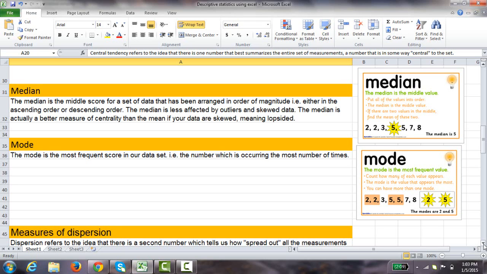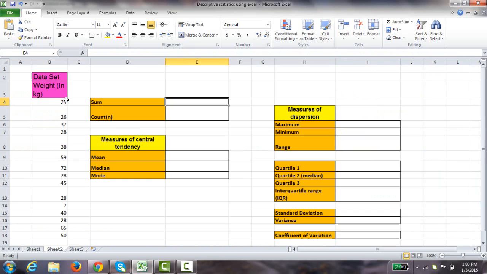Now let us see what is mode. The mode is the most frequent score in our data set, which is simply the number which is occurring the most number of times. Let us now see the various functions in Excel that are used to calculate these measures of central tendency.